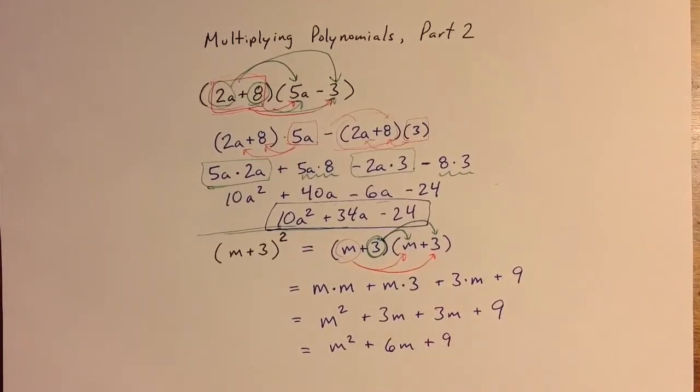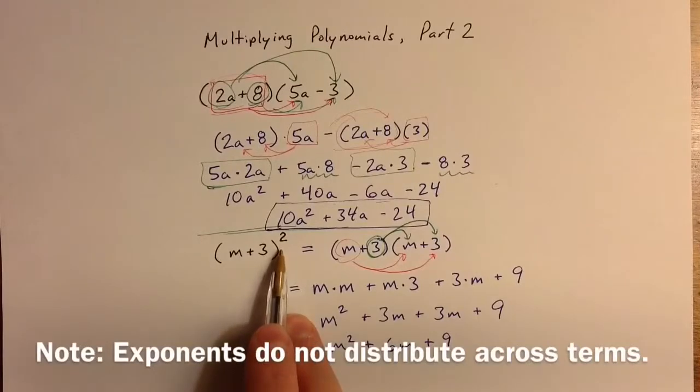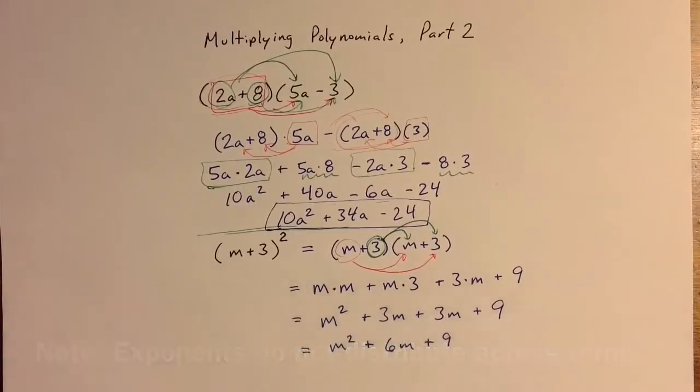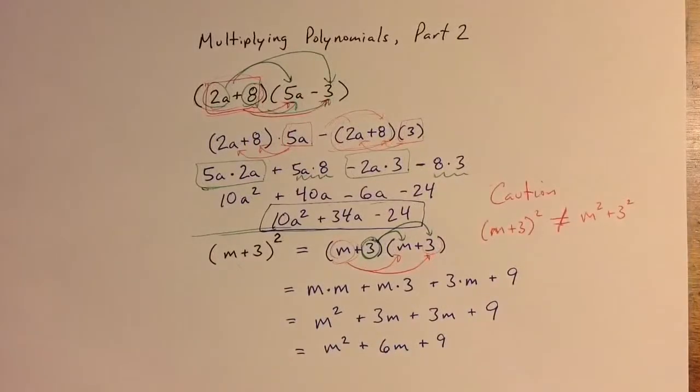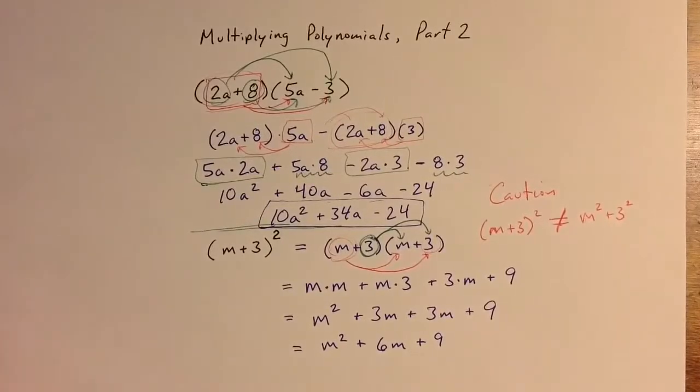One of the important things to realize, something that is definitely an indicator of your algebraic sophistication, is that exponents don't distribute across to different terms. They don't distribute across addition or subtraction. Exponents do distribute across multiplication, but that's because exponents describe repeated multiplication. They don't distribute across addition or subtraction.